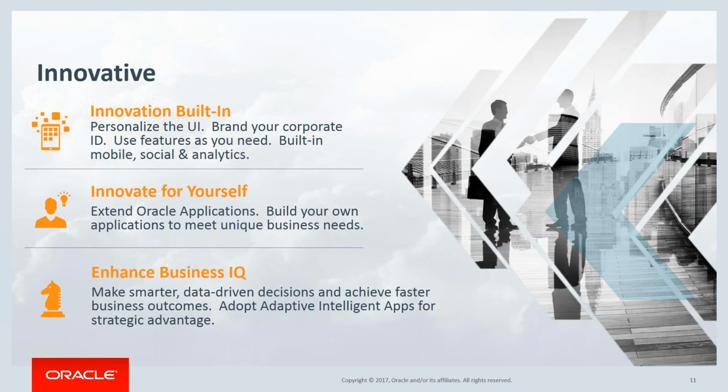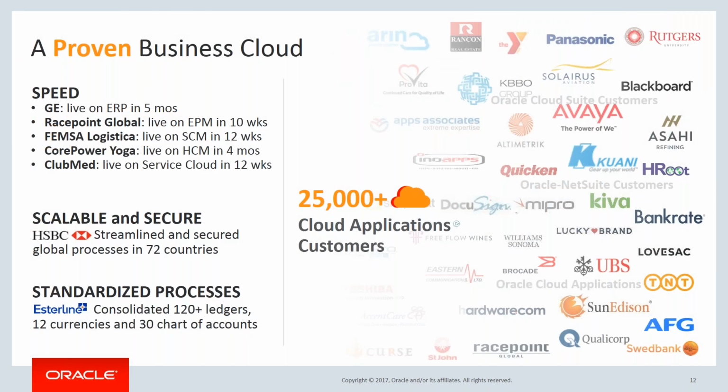Now, staying with our theme, proven. Part of reducing risk for your business is to pick a cloud partner that's sound and proven, that can help your business to go live fast in the cloud. And you can see here some examples of speed to the cloud, which I think might be a little bit surprising in terms of how quickly you're able to consume these cloud applications and implement them within your company.